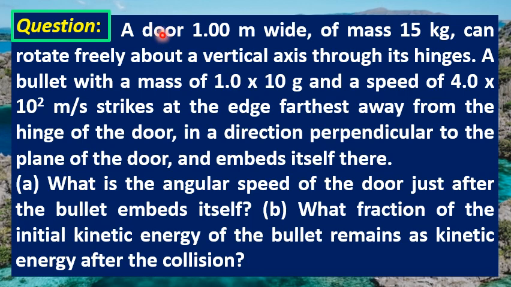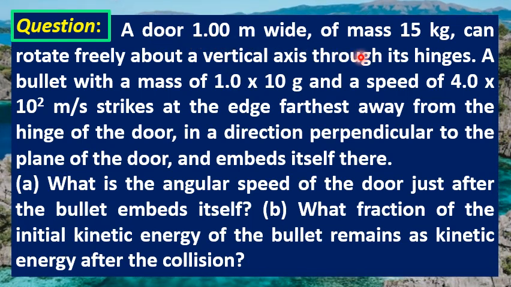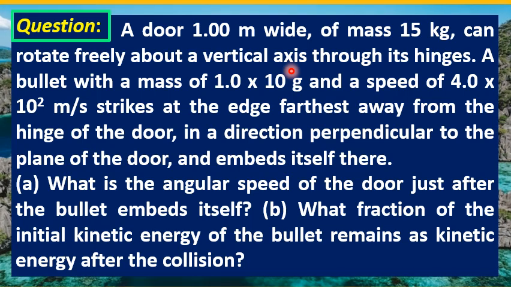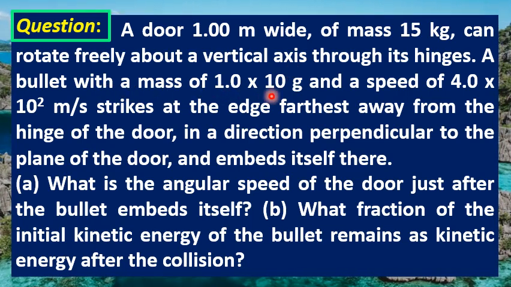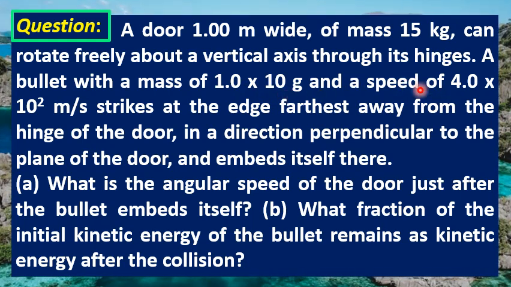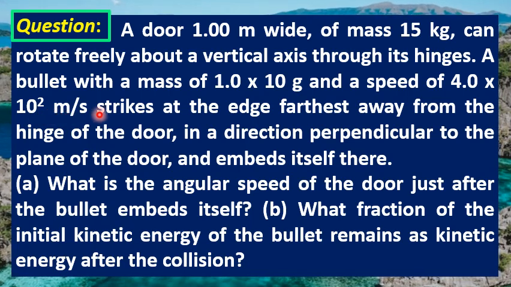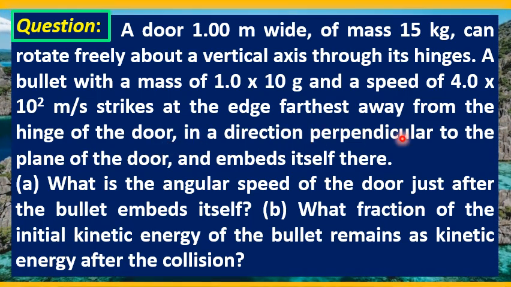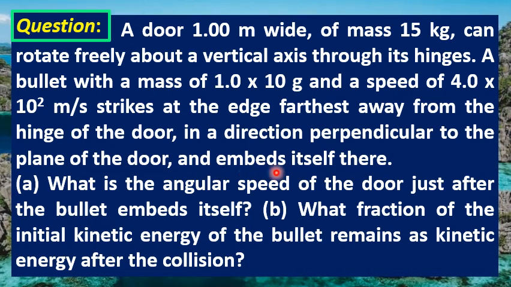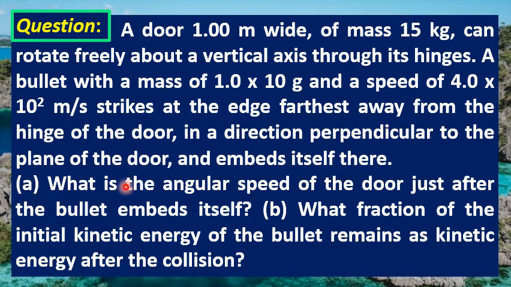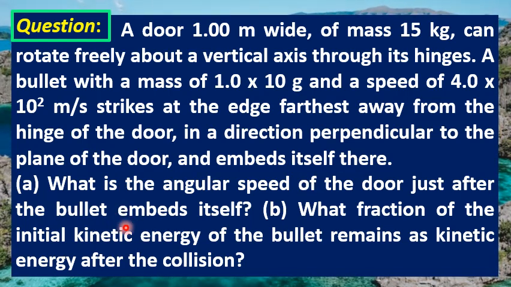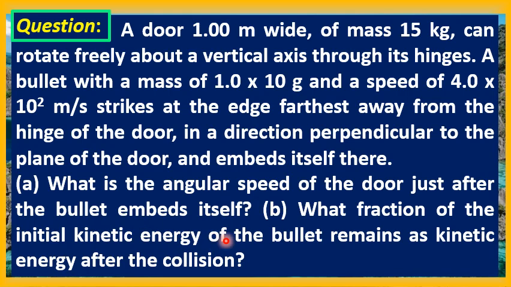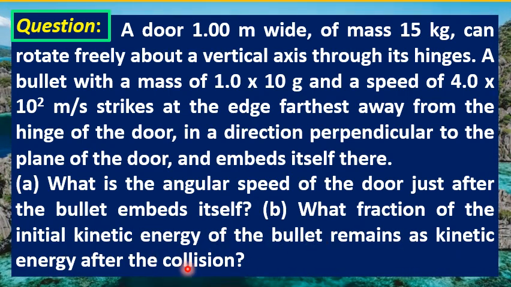The question is, a door 1.00 meter wide of mass 15 kilograms can rotate freely about a vertical axis through its hinges. A bullet with a mass of 1.0 times 10 grams and a speed of 4.0 times 10 to the second power meters per second strikes at the edge farthest away from the hinge of the door in the direction perpendicular to the plane of the door and embeds itself there. Question letter A, what is the angular speed of the door just after the bullet embeds itself? Letter B, what fraction of the initial kinetic energy of the bullet remains as kinetic energy after the collision?